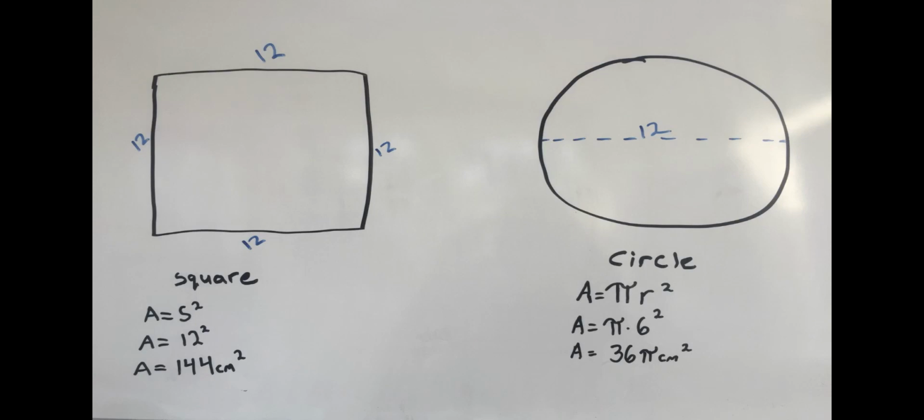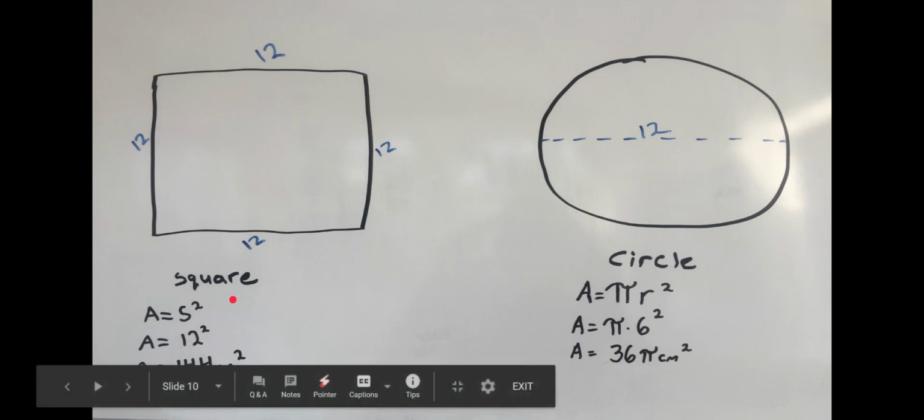Here we go. Okay, so we have a square that I drew. It's not to scale, but it's the best I could. And we have a circle. This is definitely not to scale, but I tried. Now, this side is 12, this side is 12, this side is 12, and this side is 12, because it's a square. So all of our sides are equal, and they equal 12 centimeters. This is a diameter of 12.